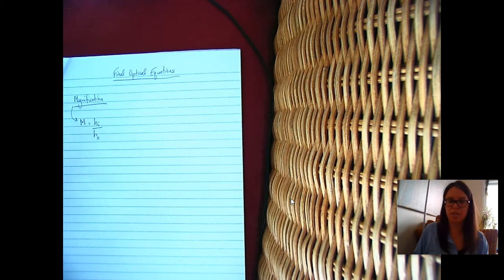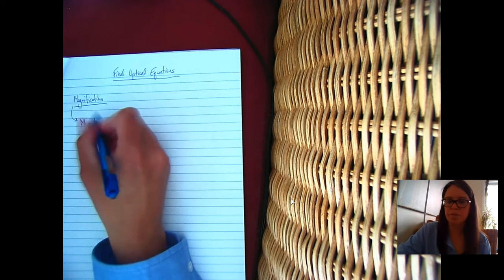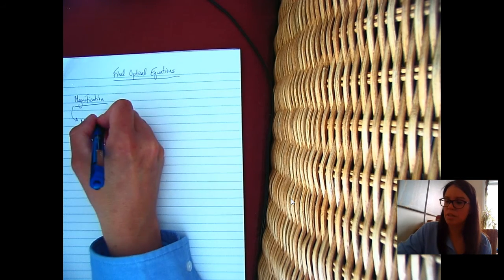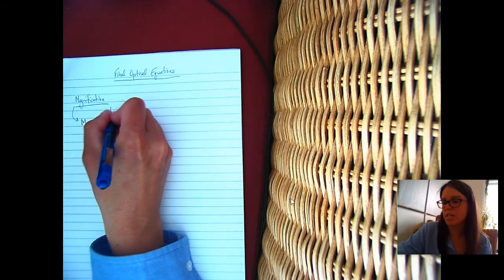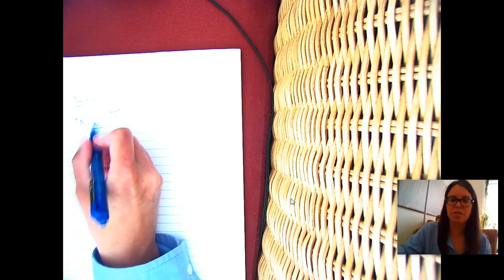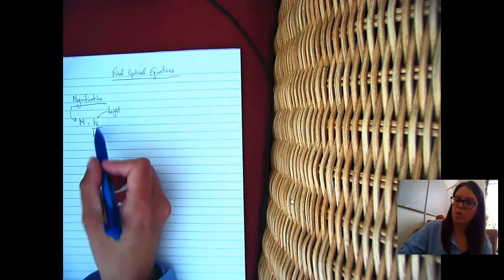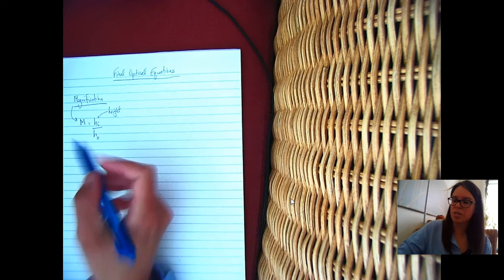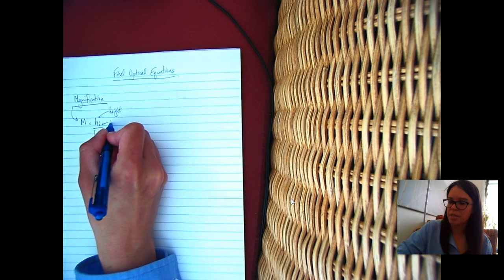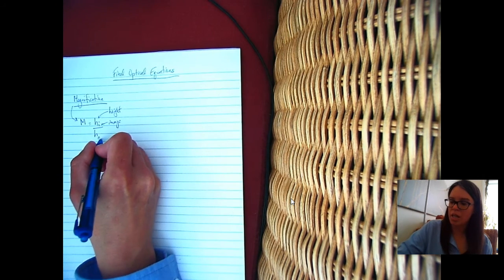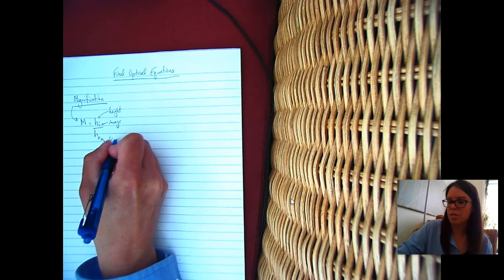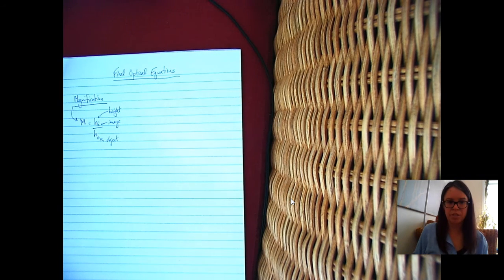And maybe you've already figured out what these variables are going to stand for. So little h in equations is height. So both of these are heights. And little i and o indicate which height I'm talking about. For little i, this would be the height of the image. And little o means that we're talking about the height of the object.